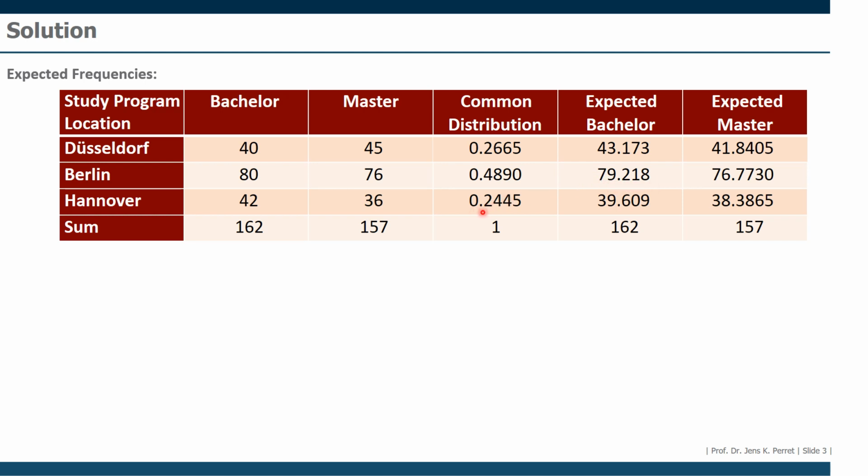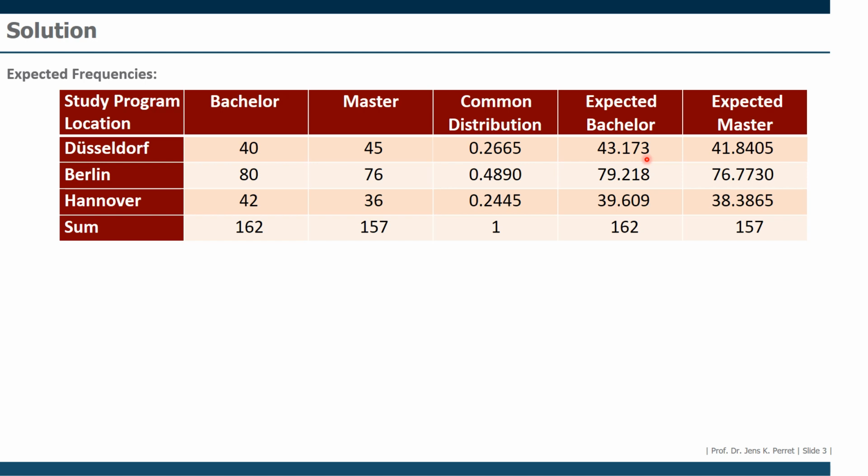And finally, 0.2445 times 162, giving us the 39.6. For the masters, we're going to multiply the 3 values here with the 157. So 0.2665 times 157 gives us here the 41.8405. So we're doing this for all 6 entries.